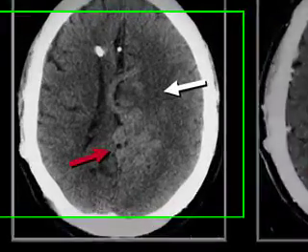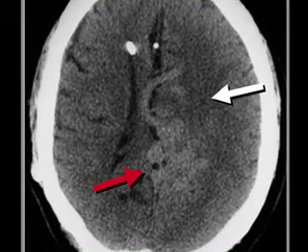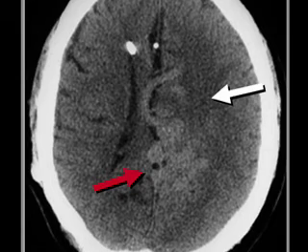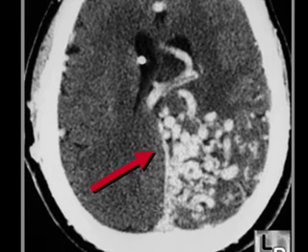The first image shows a vascular tangle even without contrast enhancement, shown by the red arrow. The white arrow is pointing to adjacent edema and to a shift of the midline structures toward the right. In the second image, the red arrow is pointing to the vascular tangle of abnormal vessels that are characteristic of an arteriovenous malformation.